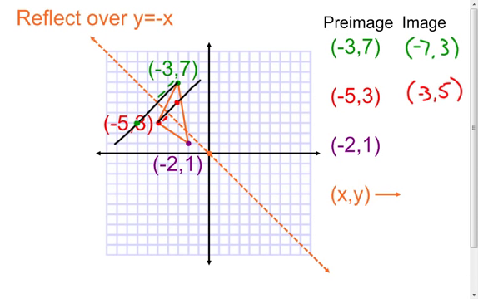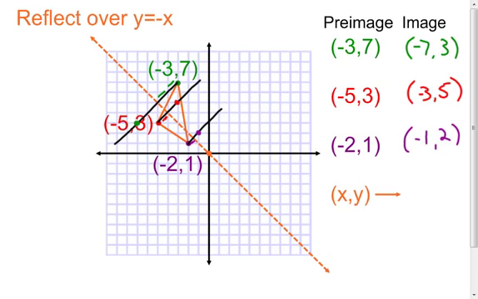And then last, my purple point, make my perpendicular segment, look at this one, and I'm half, I call it half a diagonal away. Well, half a diagonal away puts me right there, which would be at negative 1, 2.